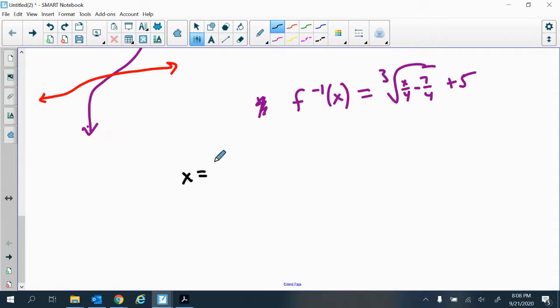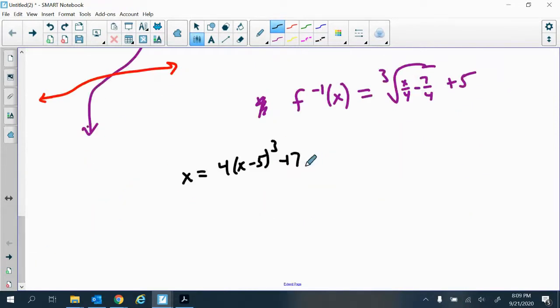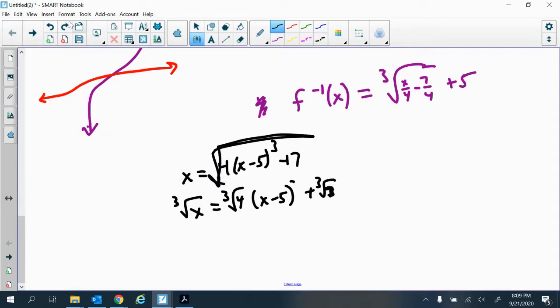When we were flipping the x and y, and we end up with 4 times the cube root, times x minus 5 cubed plus 7, I think it was. Yeah, so when we have this, a lot of people were like cube rooting everything here. That's not allowed. You can't do that because you would have to cube root the entire side. And you can't do that when it's not all by itself. Like, you have to get that all by itself first in order to do that. So you cannot do this.